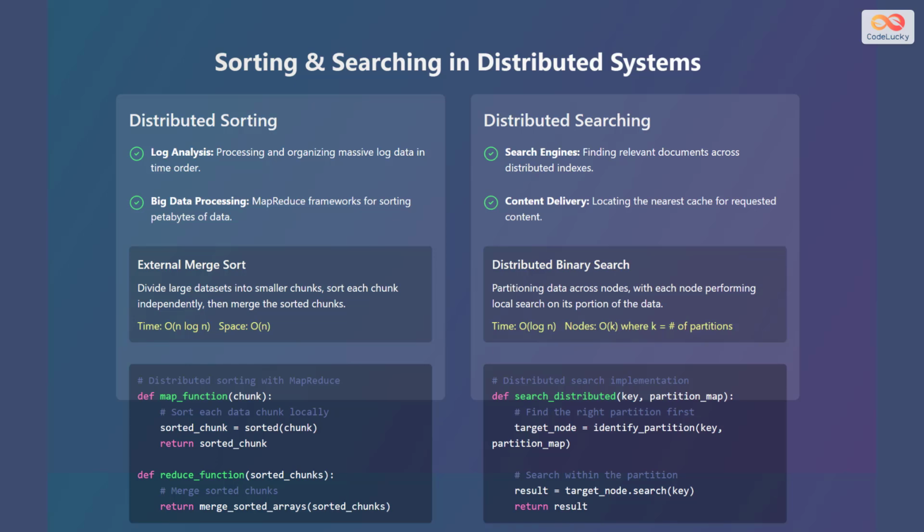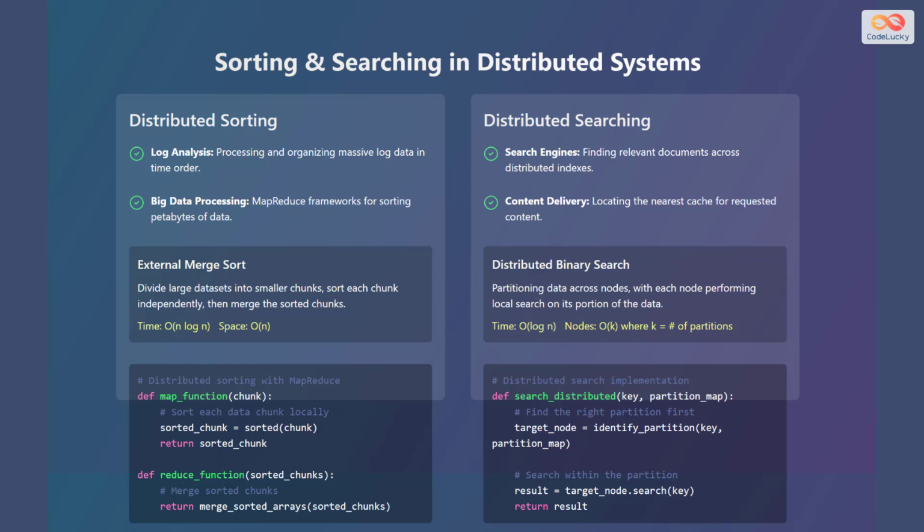Let's see how sorting and searching algorithms are used in distributed systems. Sorting is used in log analysis for processing and organizing massive log data in time order. Sorting is also useful in big data processing with MapReduce frameworks for sorting petabytes of data. External merge sort divides large datasets into smaller chunks, sorts each chunk independently, and then merges the sorted chunks. This algorithm takes order of n log n time and order of n space. Here is the Python code of distributed sorting with MapReduce.